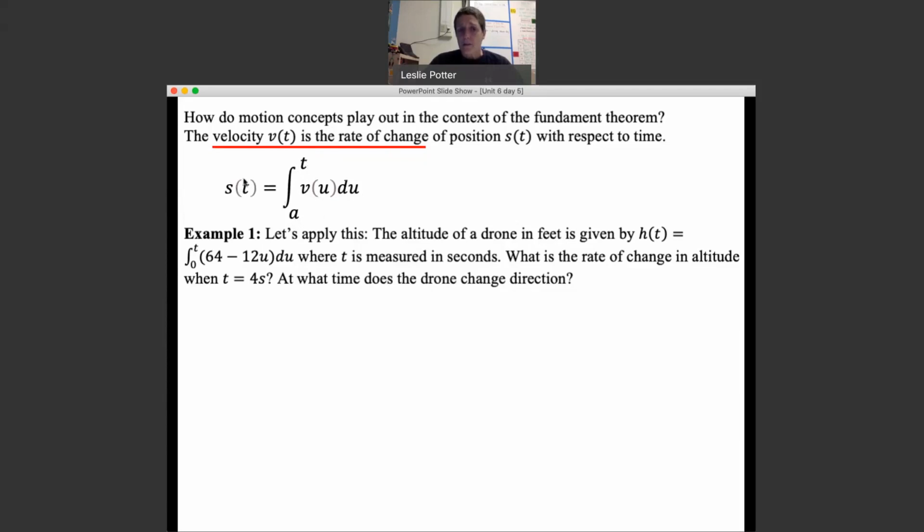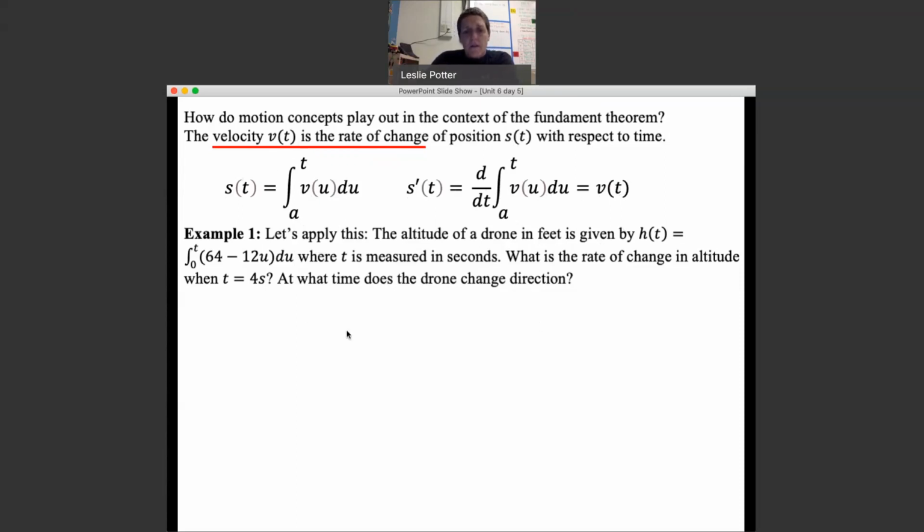And that is going to be defined as our position, because if this is the rate of change, when we accumulate area underneath it, we recover information about what we started with. So if we differentiate position, which means differentiating this, we end up with our rate of change, our velocity with respect to time, with that variable change.